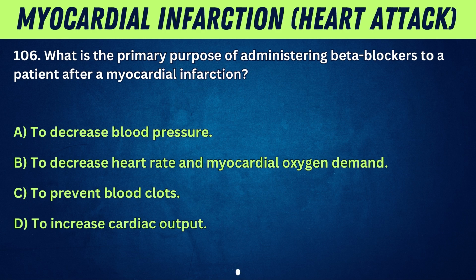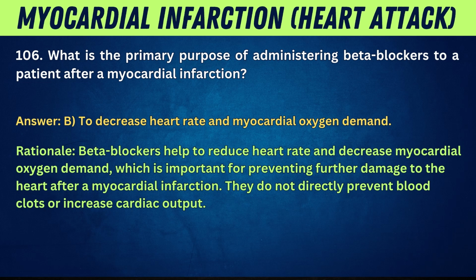106. What is the primary purpose of administering beta blockers to a patient after a myocardial infarction? A. To decrease blood pressure. B. To decrease heart rate and myocardial oxygen demand. C. To prevent blood clots. D. To increase cardiac output. Answer: B. To decrease heart rate and myocardial oxygen demand.